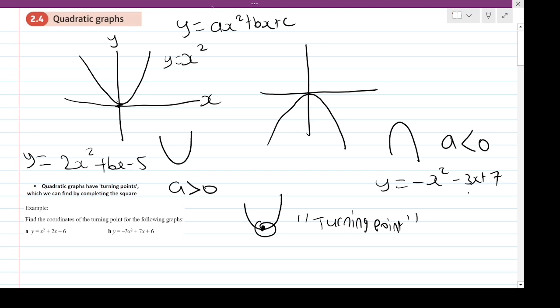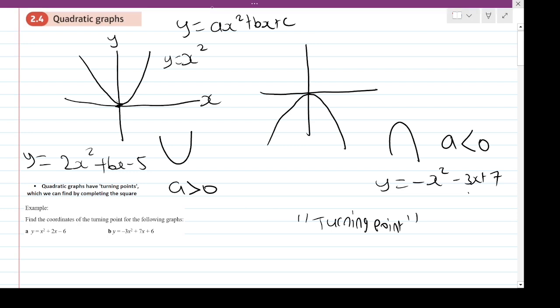But that's a specific kind of point that you need to be aware of, the turning point. And also the frowny shape has a minimum point as well, right? A minimum point, so a turning point, which is here. So hopefully you recognise the idea of turning points.